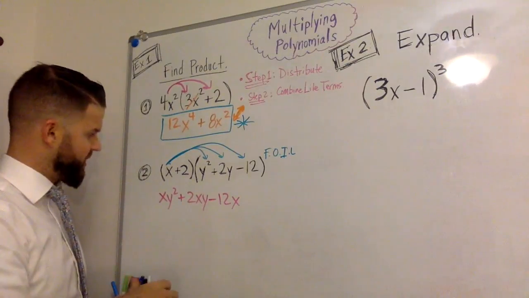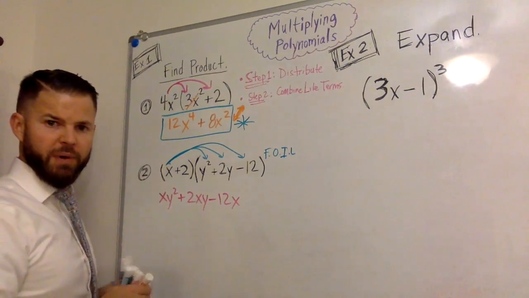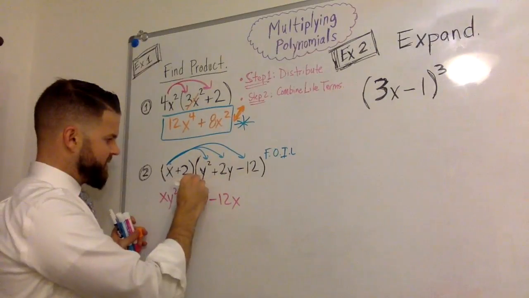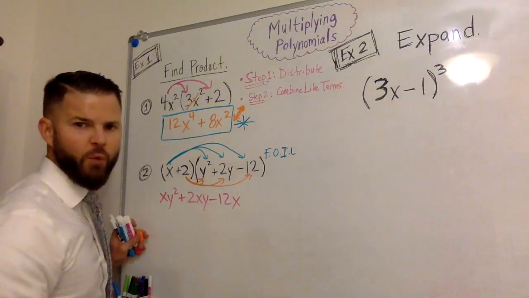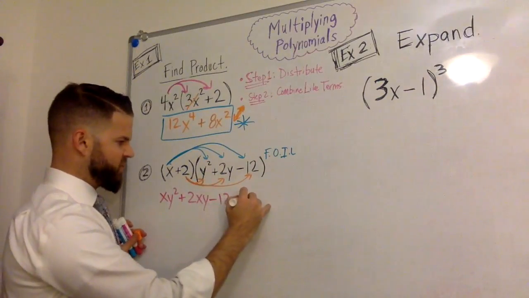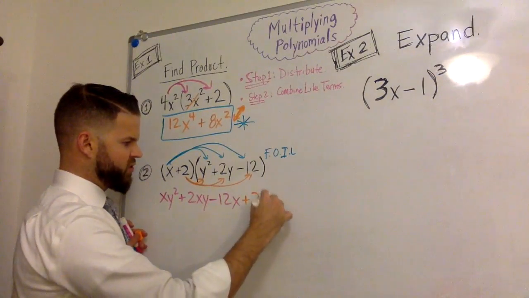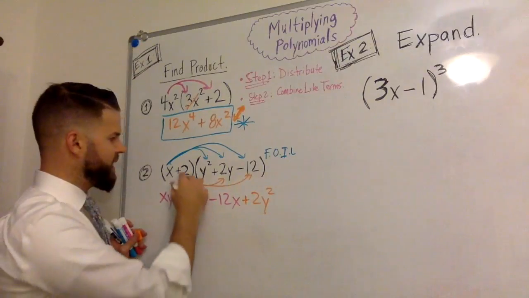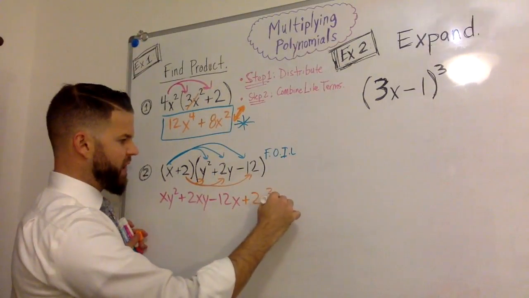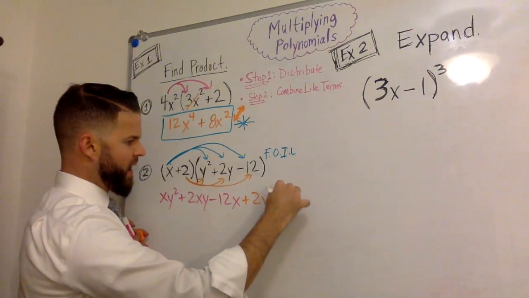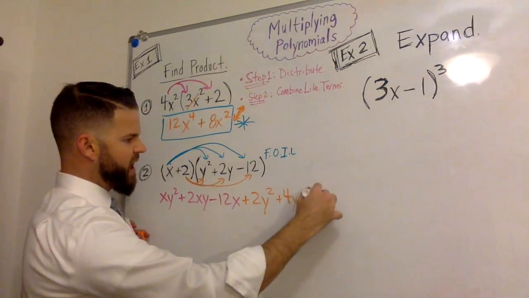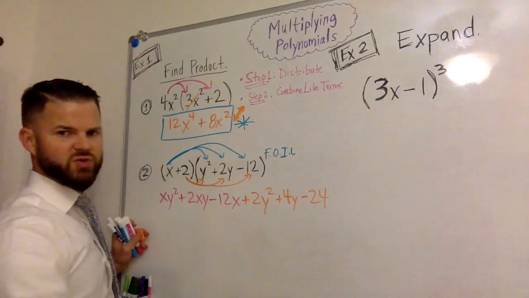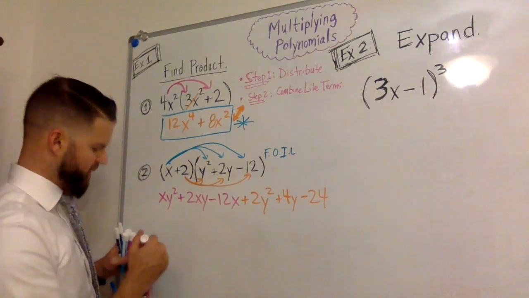So there, we're done. Here on the bottom, I got this guy, so I can't forget about this 2 and his buddies. I got to finish my foiling, right? So 2 times y squared simply gives me a 2y squared, piece of cake. 2 times 2y gives me a 4y. 2 times negative 12 gives me a negative 24. You guessed it. All right?